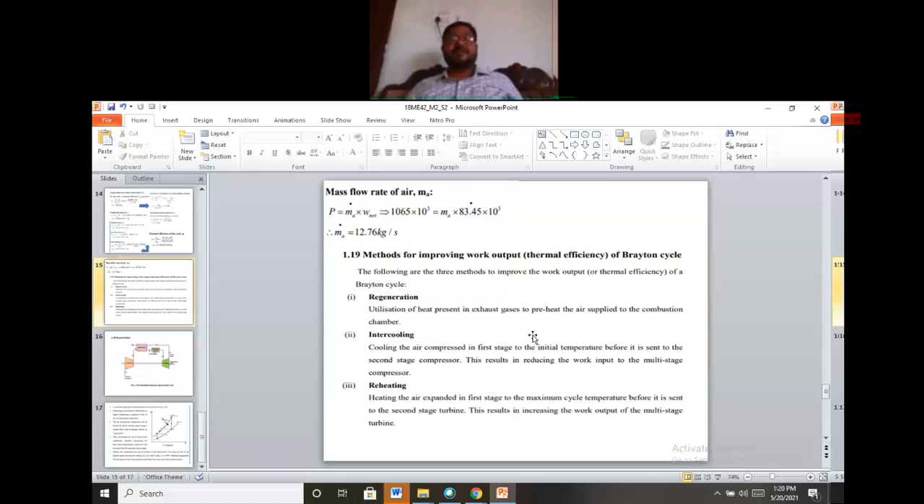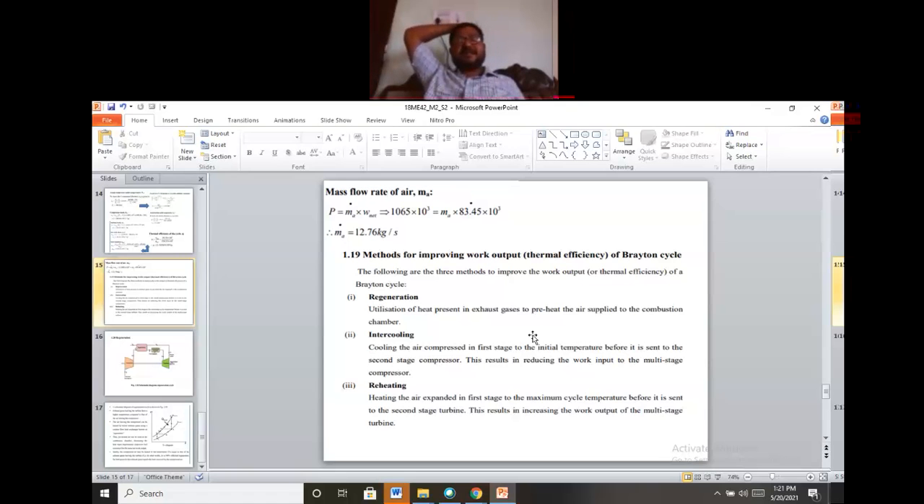Intercooling: air compressed in the first stage is cooled to the initial temperature before it is sent to the second stage compressor. This results in reducing the work input to the multi-stage compressor. Reheating: the air expands in the first stage of the turbine at the maximum cycle temperature and is reheated before it is sent to the second stage of the turbine. This results in increasing the work output of the multi-stage turbine.